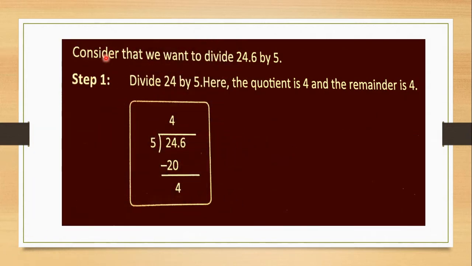Consider, for an example, that you want to divide 24.6 by 5. Step 1 will be to divide 24 by 5. Here the quotient is 4. Why? Because 5 fours are 20 and the remainder is 4. This is how to divide before the decimal. So 5 fours are 20, the remainder is 4 and the quotient is also 4.